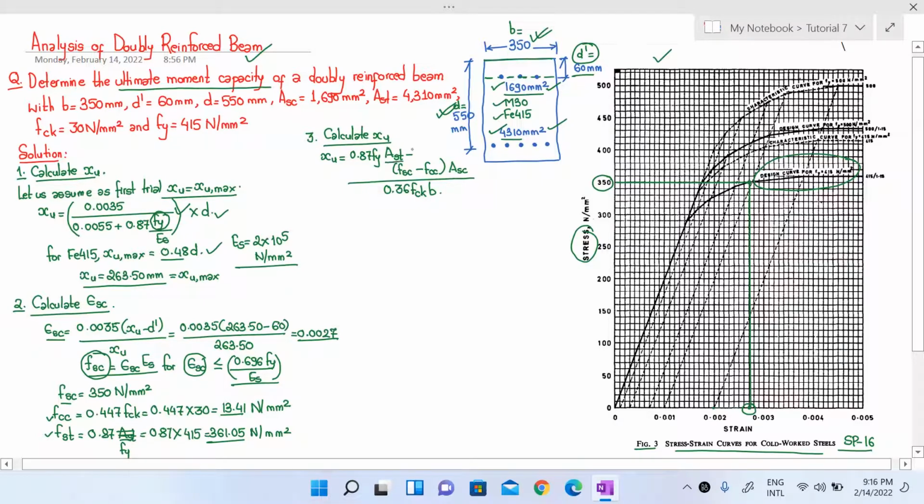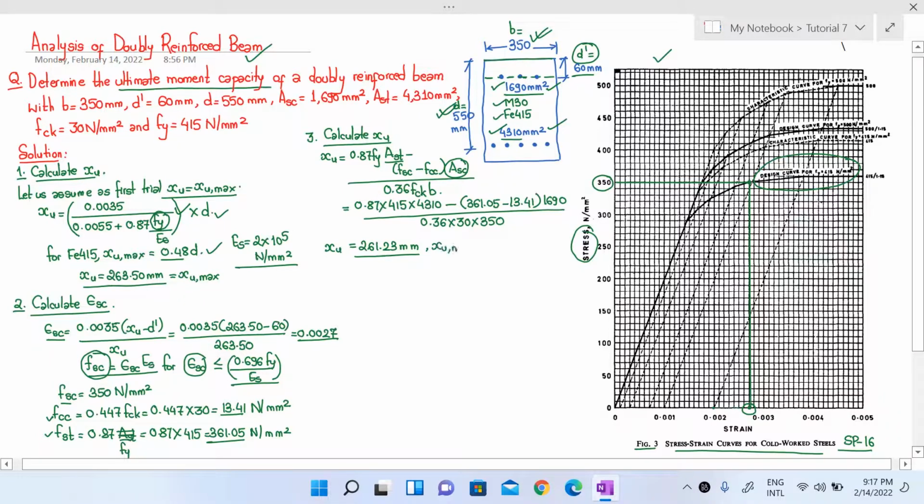AST is the amount of tension reinforcement, which is 4310, and ASC is the amount of compression reinforcement, which is 1690. So substitute all the values into this equation, the value of XU becomes 0.87 into 415 into 4310 minus FSC here, 361.05, FCC is 13.41, and ASC is 1690 mm square, divided by 0.36 into 30 into 350, and this comes out to be 261.23 mm. So the value of XU comes out to be 261.23 mm.